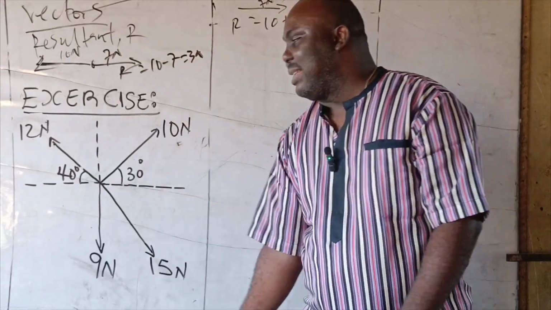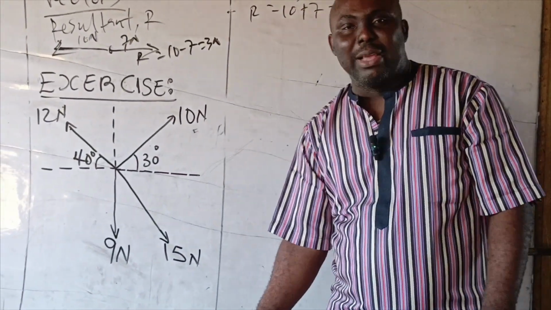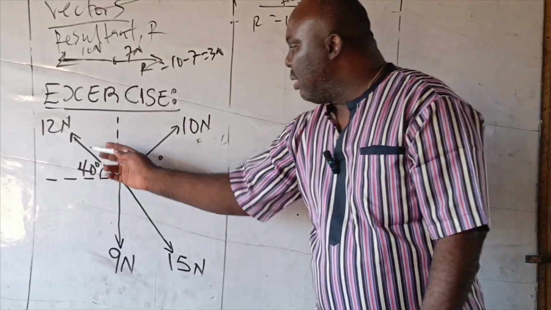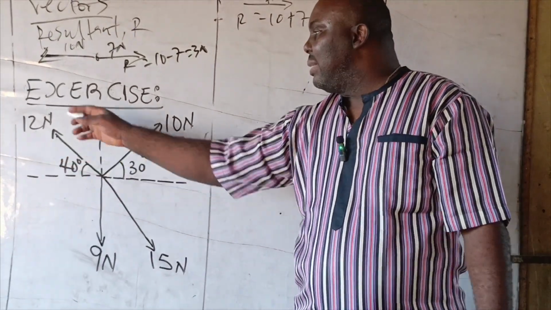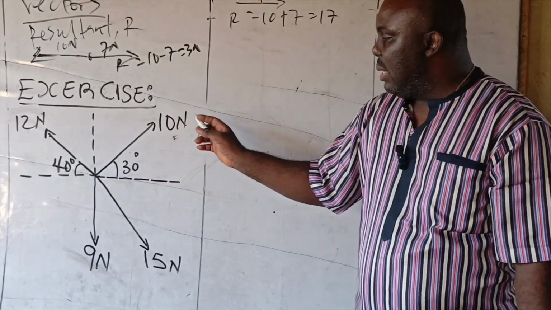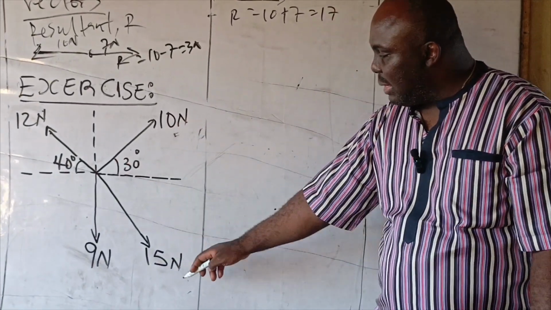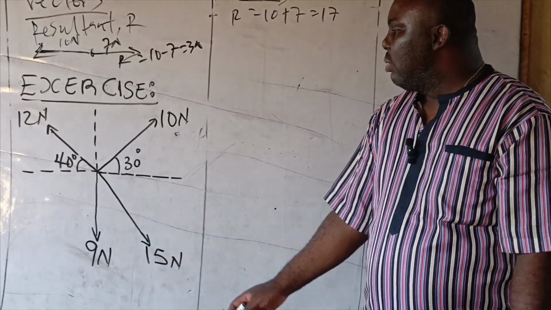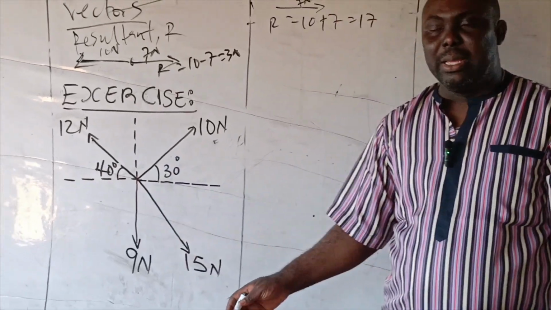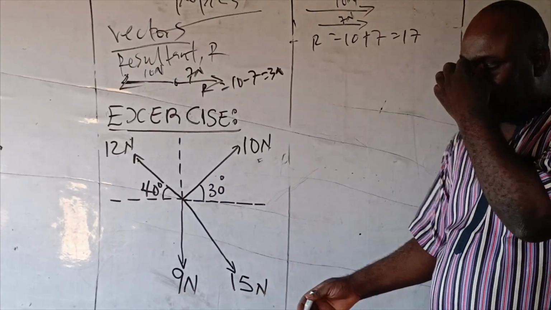So we have this exercise here that will help us understand vectors the more. These are vectors acting in different directions. 12 Newton is acting in this direction, 10 Newton acting in this direction, 15 Newton acting downwards here, and 9 Newton acting downwards here. Now we shall obtain the resultant vector.